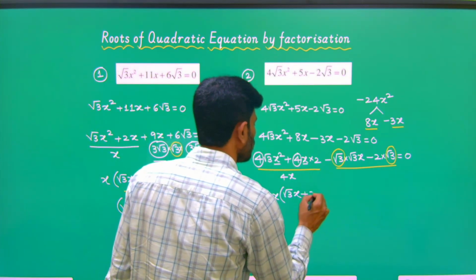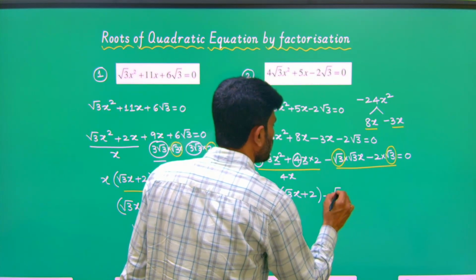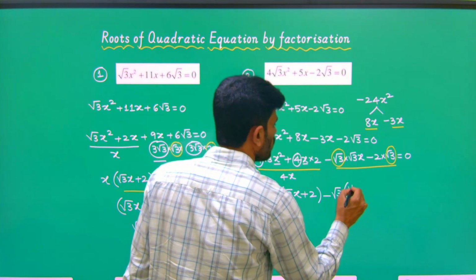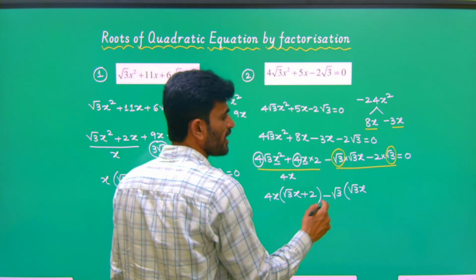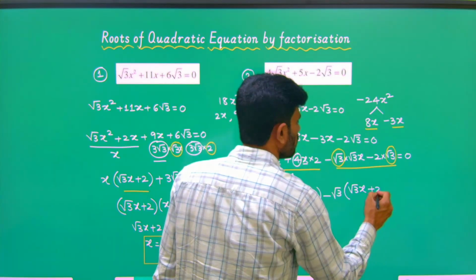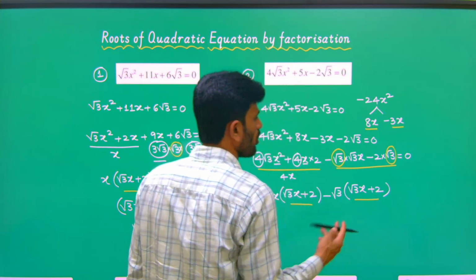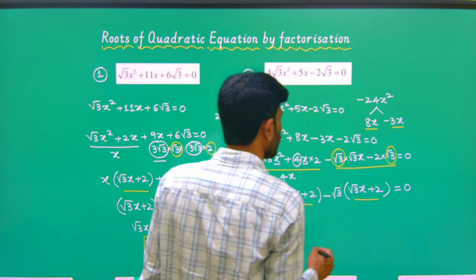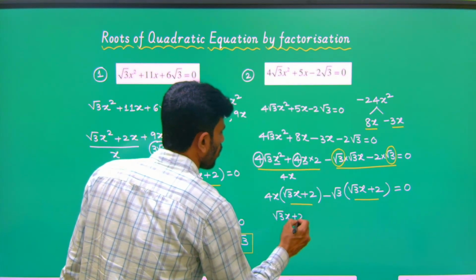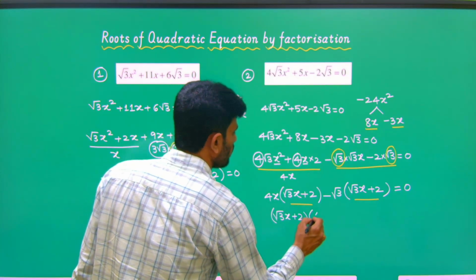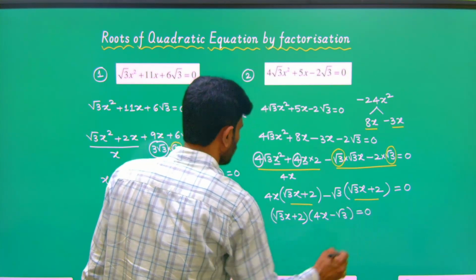Plus 2. Minus, in these two what is common? Minus root 3 is common. Then here what is left? Root 3x, because I have already taken minus root 3 common, plus 2 will be left. These two should be the same after we take common, is equal to 0. So now again we can take root 3x plus 2 common. Then here 4x is left. Here minus root 3 is left.